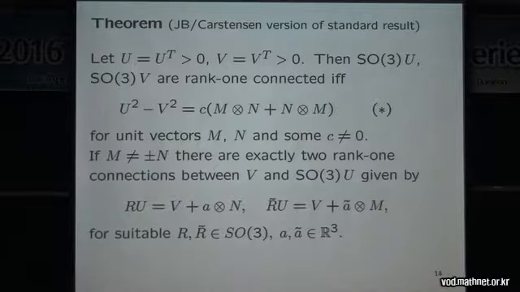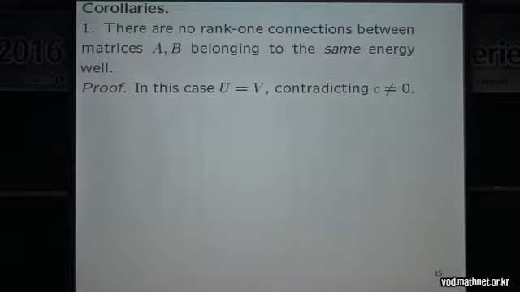Can you find a pair of matrices on the same energy well which are rank one connected? That will correspond to taking U equal to V. But in that case, U squared is equal to V squared, so U squared minus V squared is zero, which is impossible because the theorem tells you that C is non-zero. So that's the first remark, that there are no rank one connections between matrices belonging to the same energy well. Okay. So the next thing is to look at two different Martensitic variants.